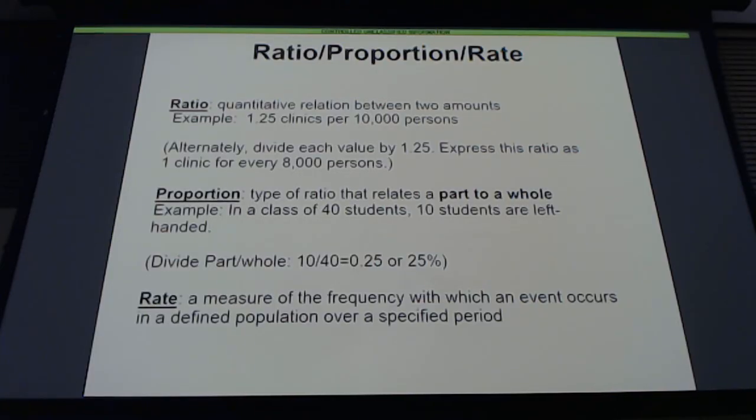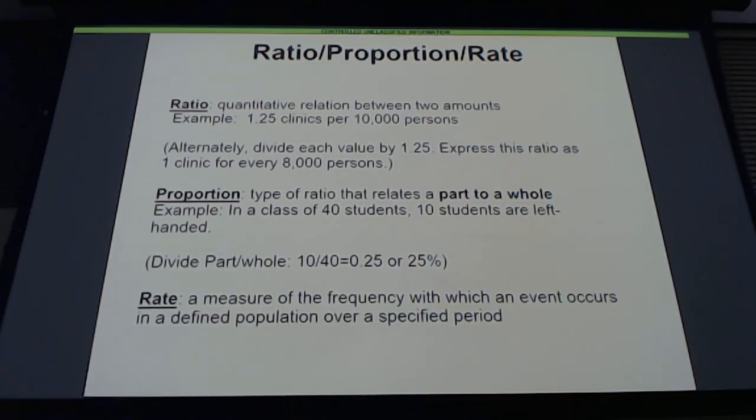Real quick, the ratio. Comparison of two numbers. They can be unrelated. Just shows the relationship between two numbers. So in this case, if we were to do the math here for a ratio of 1.25 clinics per 10,000 people, you would divide 1.25 by 1.25, which gives you 1. You would divide 10,000 by 1.25, which gives you about 8,000. So it would be 1 clinic per 8,000 people. Just the ratio. Comparison of two numbers, that's all that is.